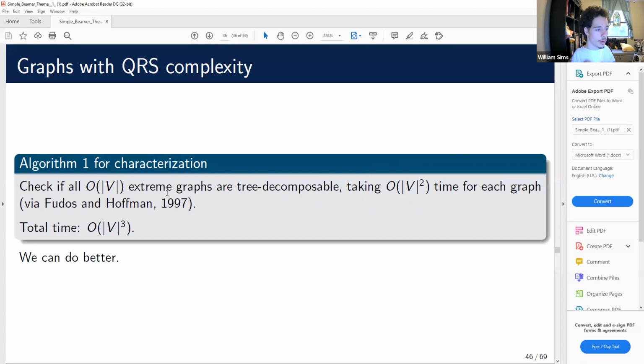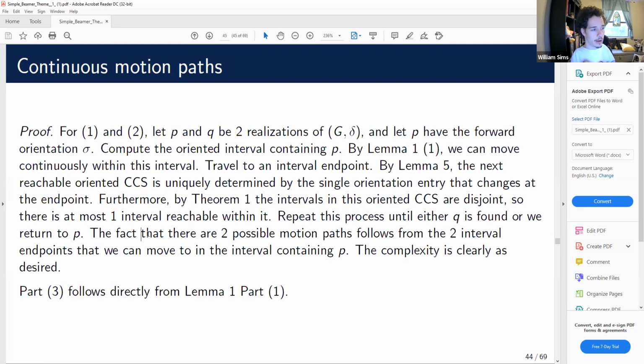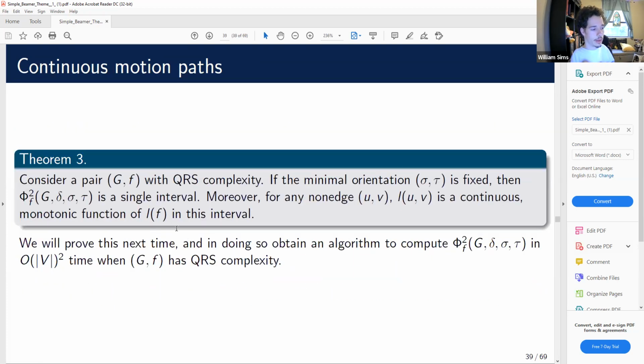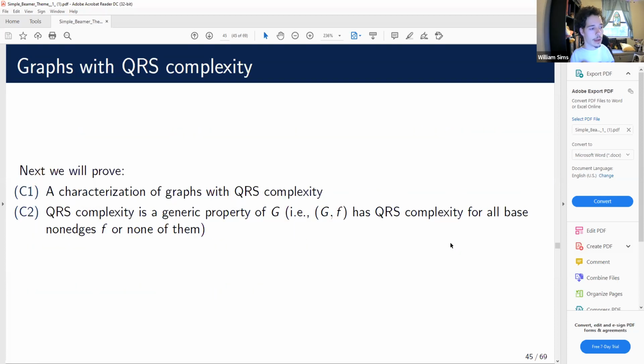Okay, so one algorithm we have is for every vertex, possibly every vertex corresponding to a recombination step, we're going to check if the extreme graphs are tree decomposable, which takes O(V squared) time for each graph by this paper here, Fudos and Hoffmann, 1997. So overall, you do this for every extreme graph, and it will take cubic time in the number of vertices in the worst case. So we can do better, as the theorem before stated, which was we can do it in quadratic time for graphs with QRS complexity. So that's why we're interested in characterizing QRS complexity.